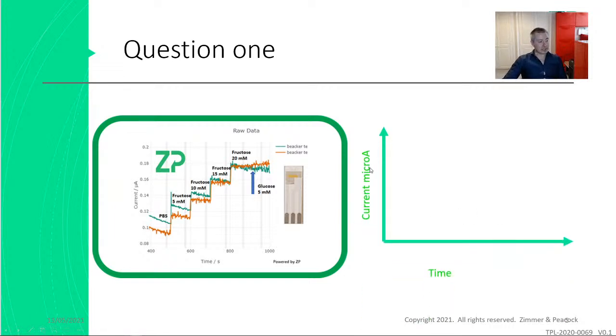When you look at data like this, we have current versus time. The first part of this was we test just in PBS, just to get a sense. So we're running a background in PBS, and then we add in a little drop of concentrated fructose. So we essentially go from 0 millimolar fructose to 5 millimolar fructose.